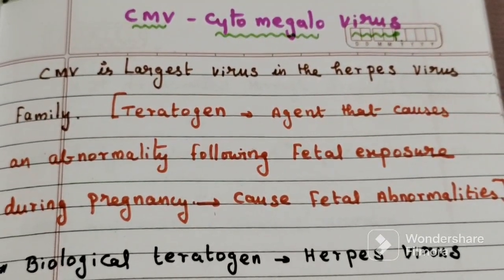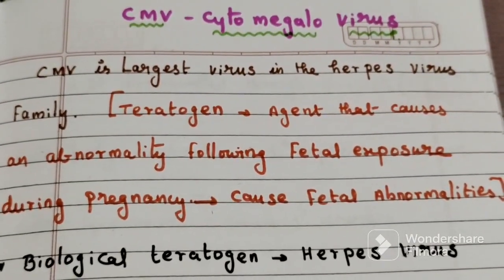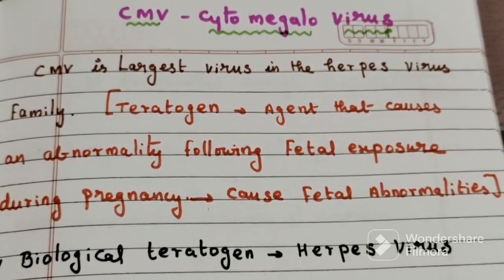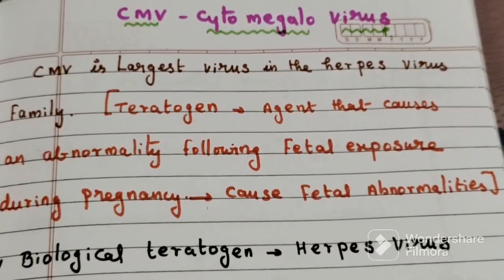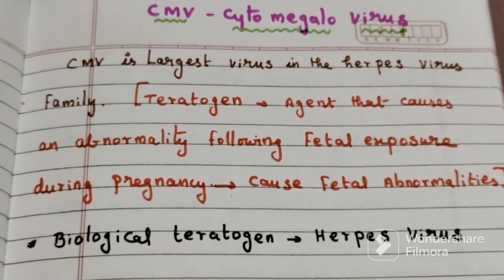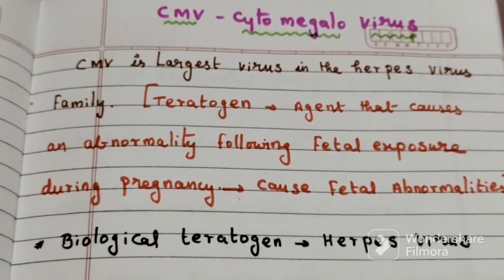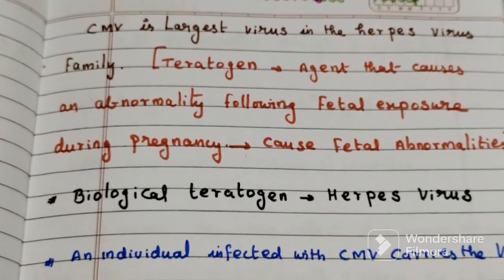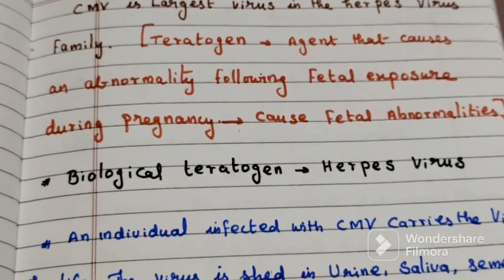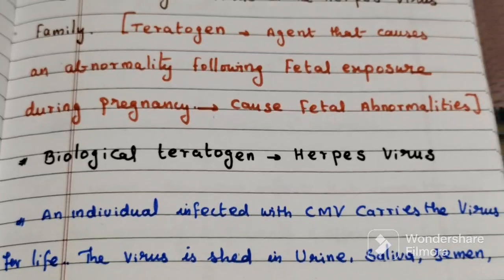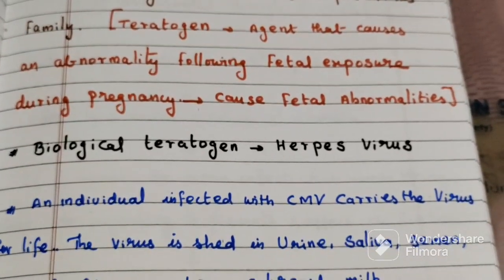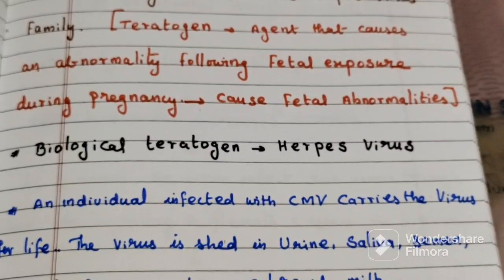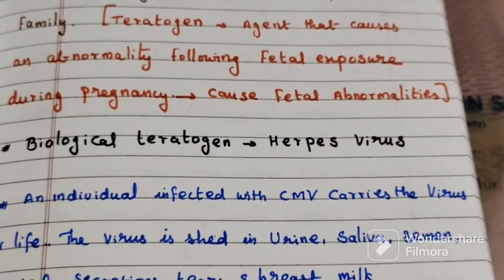Those agents are called teratogens. Most agents are biological teratogens, and most of those biological teratogens are herpes viruses. Cytomegalovirus is also a teratogenic virus. That means it will cause developmental abnormalities to the fetus. So it can cause problems to the fetus.